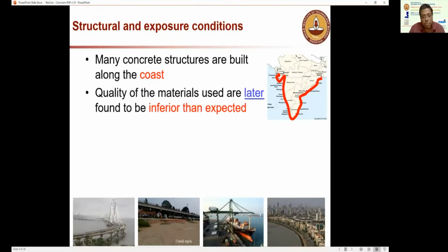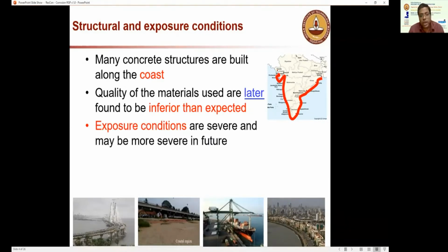The main problem, as shown in the previous slide, the pie chart, is that the quality of materials used is later found to be inferior to what was expected. What that means is that at the time of design, we built a lot of structures thinking that the materials were going to resist corrosion in a better way. However, the test results which we have obtained indicate that they may not be performing as expected. I'm going to show some results later.